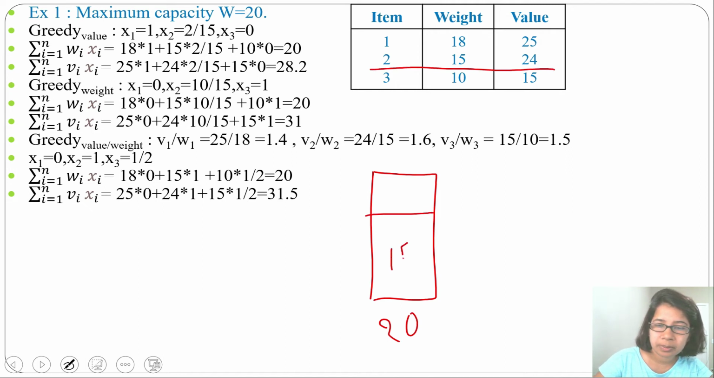Suppose it is asking 0/1 knapsack, then in 20 lb, first we will choose item 2. Item 2 means 15 lb and value is 24. And just 5 lb is left. In that 5 lb, we cannot choose item 1 or item 3 as weights are 18 and 10. So profit will be only 24.